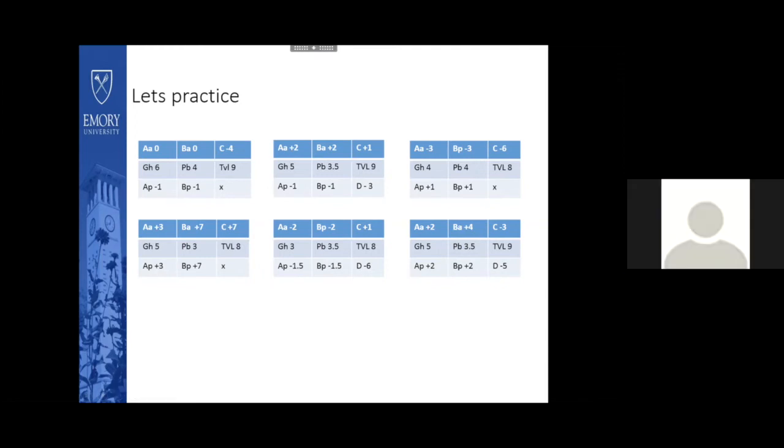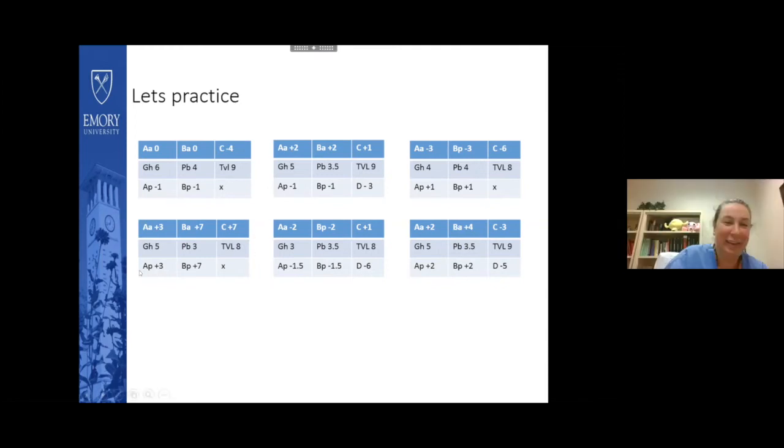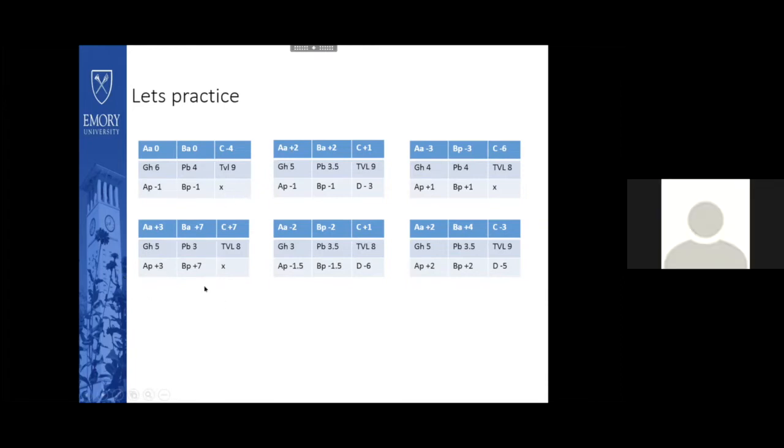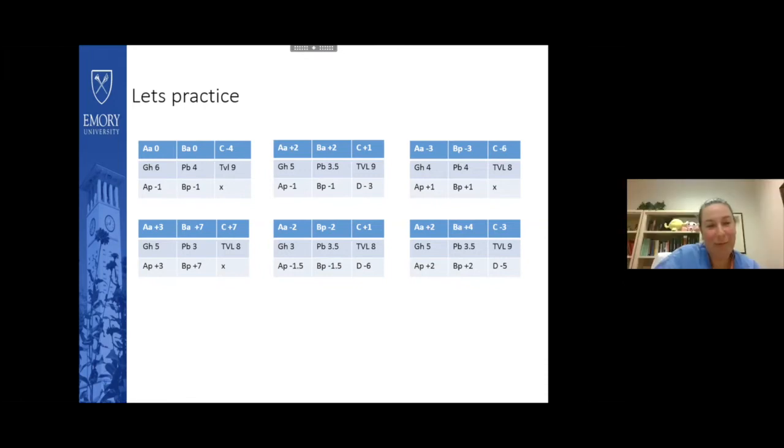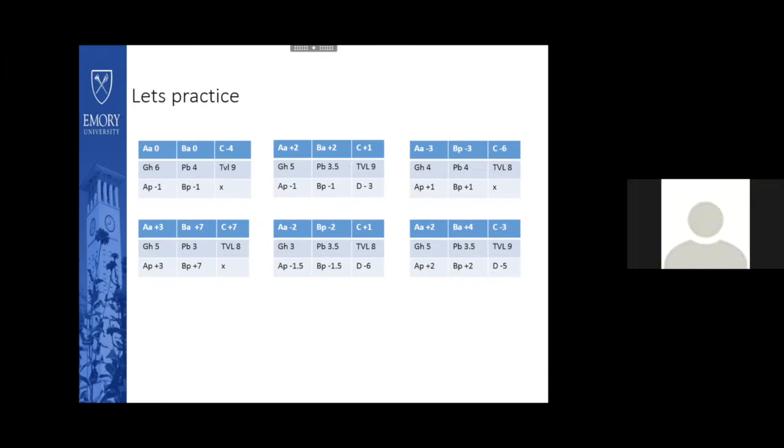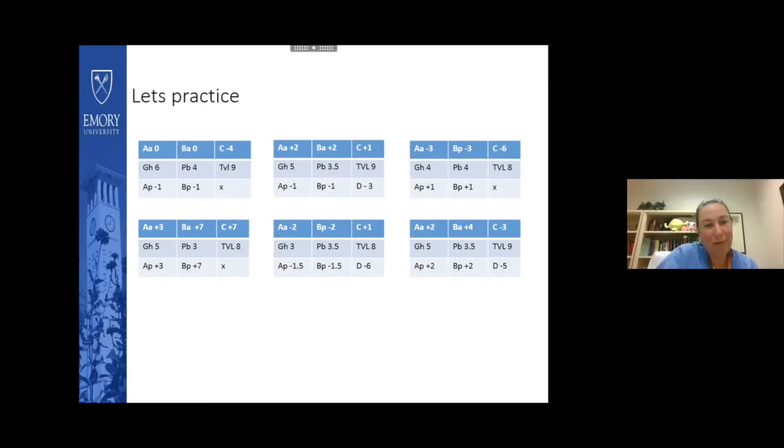Nora, are you on? Yes, I'm here. All right. Take a look at this one right here. All right, so she's had a hysterectomy. AA is +3, so it's 3 centimeters beyond the hymen. BA is +7, so 7 centimeters beyond, and then +7 for the cervix as well.